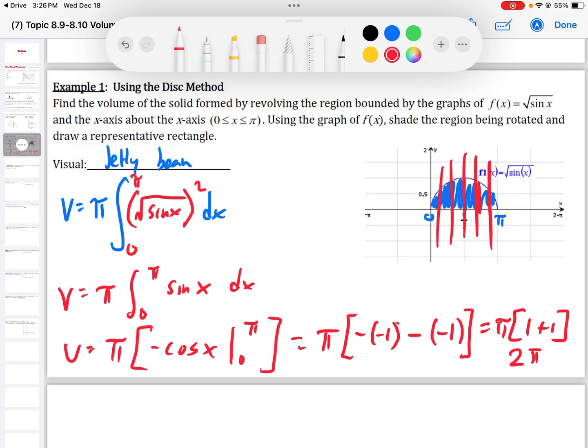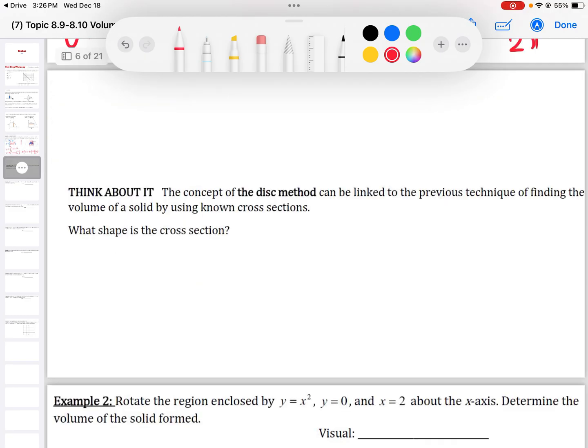So with that little area, that little shape, if I rotate around the x-axis, the volume would be 2 pi. And hopefully you can visualize that jelly bean. If you picture a jelly bean and cutting it, and you open up the jelly bean, you should be able to see that they're both circles. The cross sections are always circles. All right, think about it.